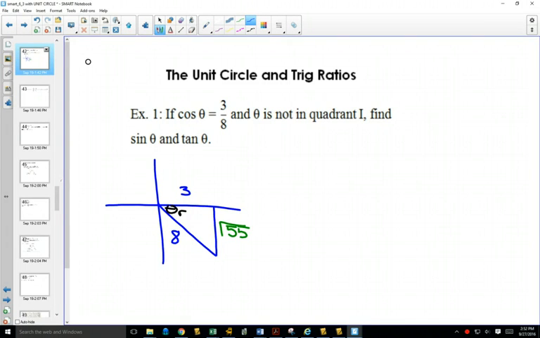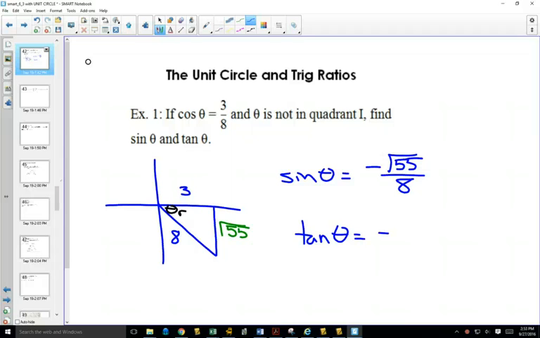Now that we have that triangle, it's going to be easy for us to say, well, sine of theta in quadrant 4 is negative, and sine is opposite over hypotenuse. And tan of theta is also negative in quadrant 4, and it's going to be opposite over adjacent. So again, that's not the only way that you could solve this question, but I do find that drawing the triangle is often a quick way and an easy way to figure these questions out.